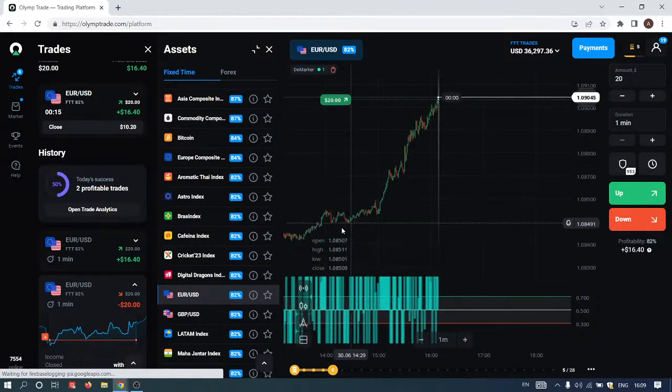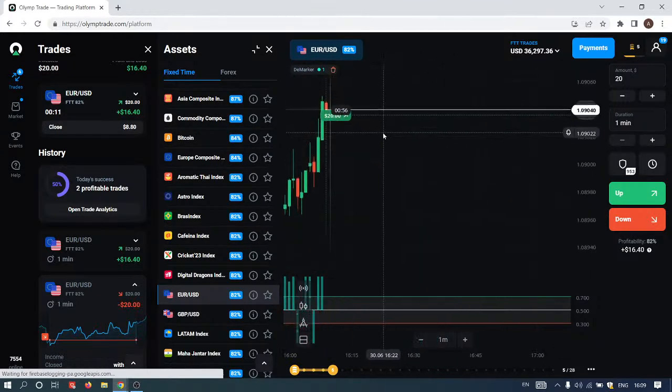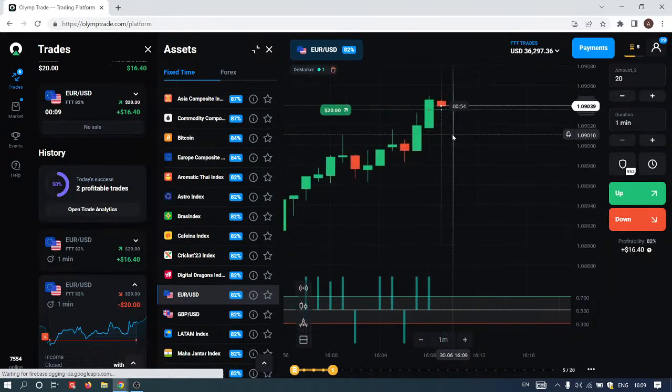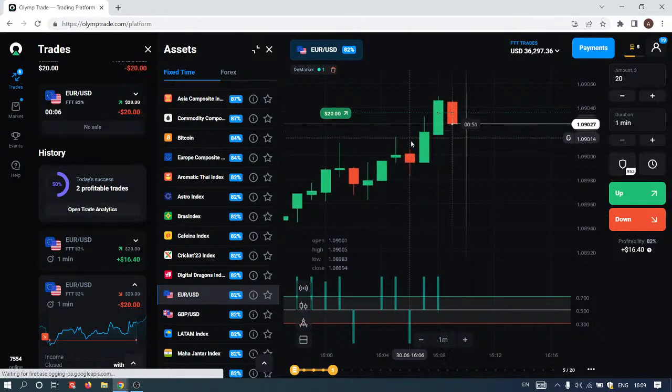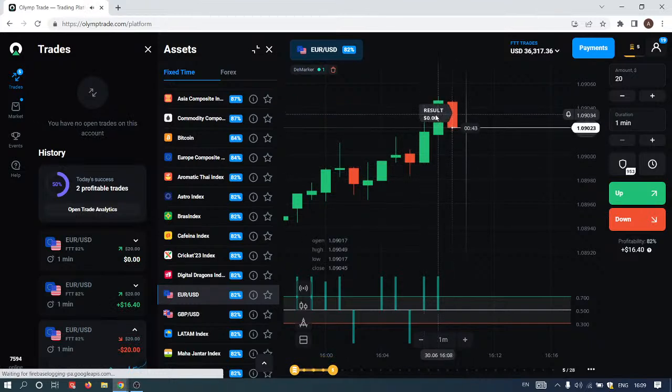I think all this growth that we are seeing right now, which is 0.5%, this growth in the value of the euro compared against the United States dollar, is basically caused by that. The trade result is 0. Not a loss, not a win. So that's good.